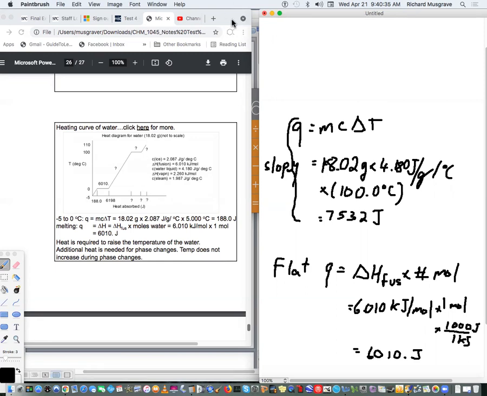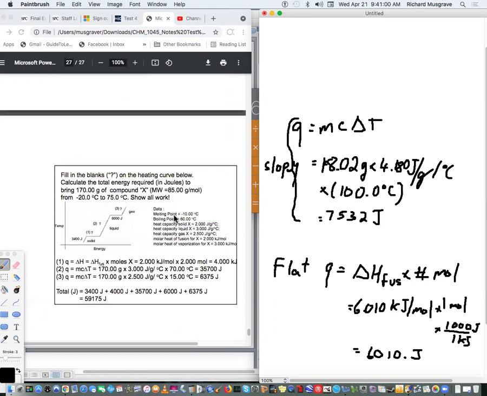All right, let's see. How do you feel about this so far? How do you feel about this so far? 5, 4, 3, 2, 1, 0. It's good. Everybody understands it. I like that. Let's move on.